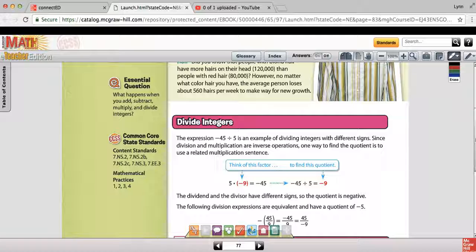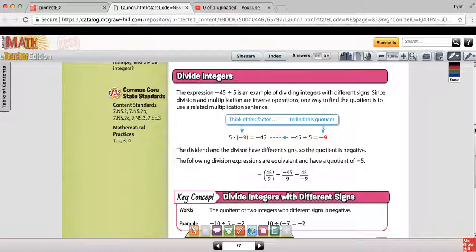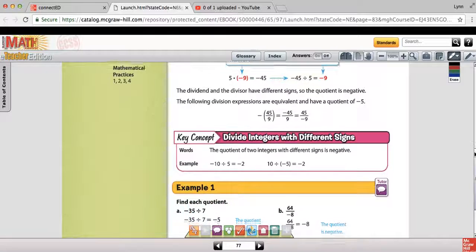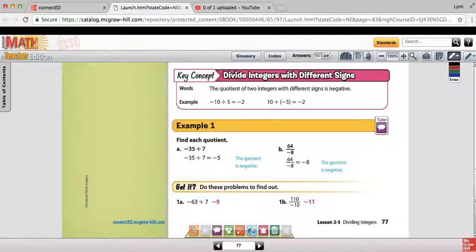And there's lots of things to keep straight, but operations with integers are really the foundation of algebra moving forward. So you really have to become very efficient and accurate when you're performing operations. When you're dividing integers, the same rules apply as when you're multiplying integers.